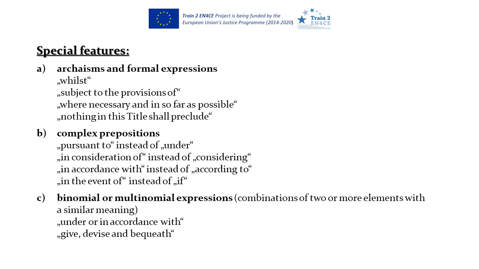So the examples that I have here are, for example, whilst. We would use while in normal English. Subject to the provisions of, where necessary and insofar as possible, or nothing in this title shall preclude. So very formal language. This is the first special feature that we encounter when dealing with English texts. Then we are usually also dealing with complex prepositions, which are also listed here, like instead of under the article, we like to use pursuant to article, or in the event of instead of if, in accordance with instead of according to. So we like to complicate matters in terms of prepositions as well.